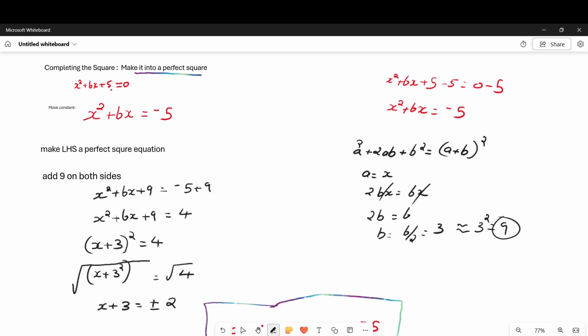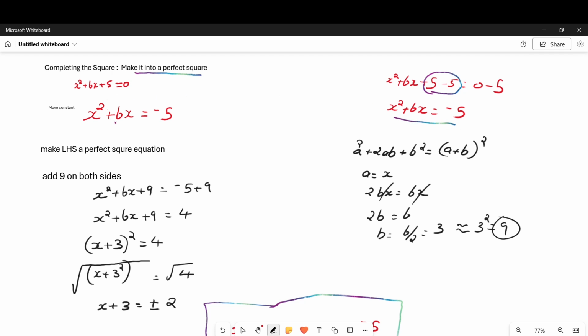So what we need to do is shift this positive 5, I mean the c term, to the right side. So x square plus 6x is equal to minus 5 here. How did it come? We subtract 5 on both sides of x square plus 6x plus 5. If we subtract 5, this 5 is cancelled, so only x square plus 6x is left on the left side, and on the right side 0 minus 5, so minus 5 is on the right side. This is how we got this equation.